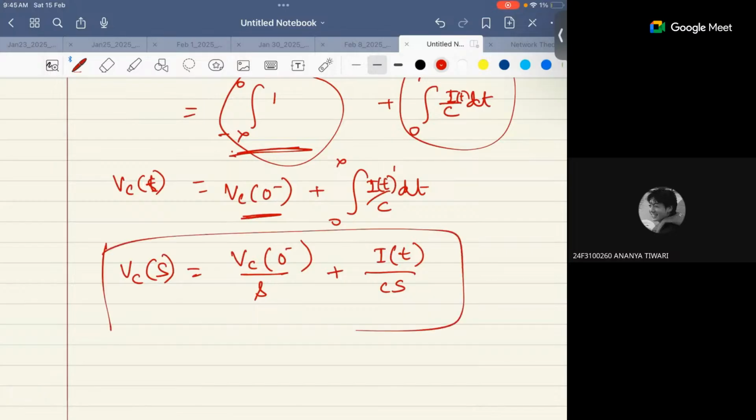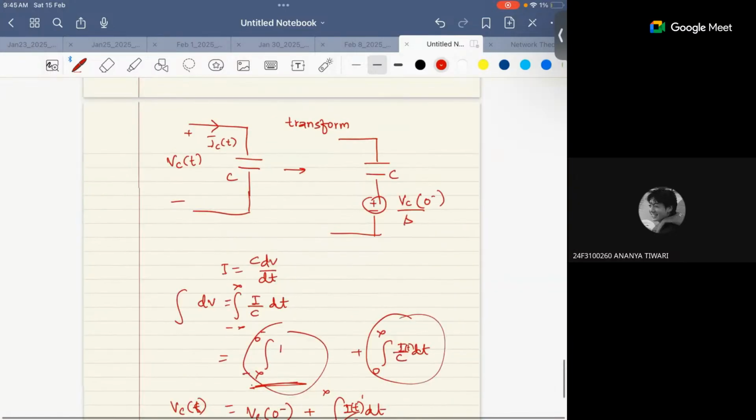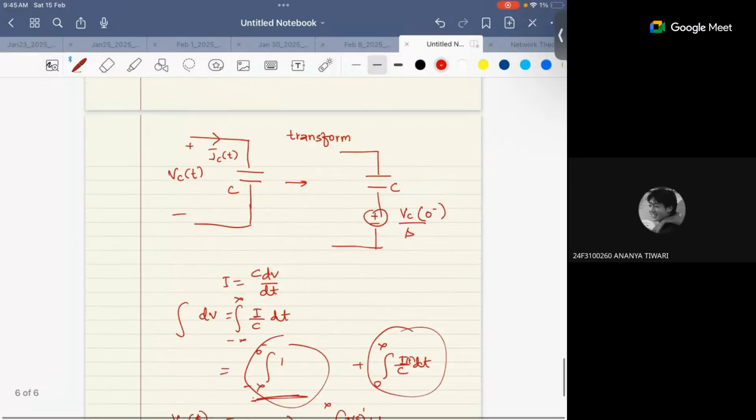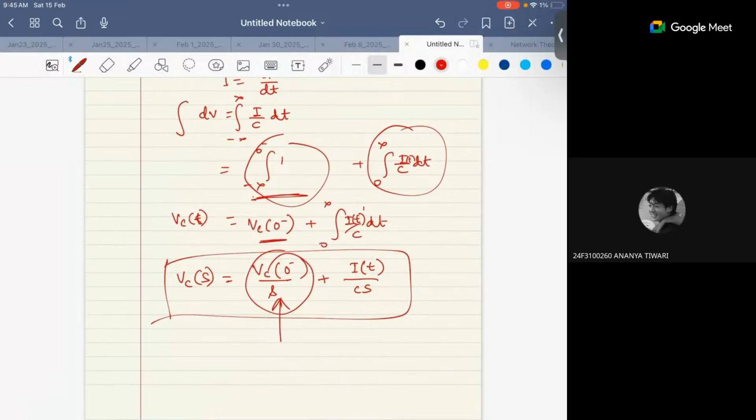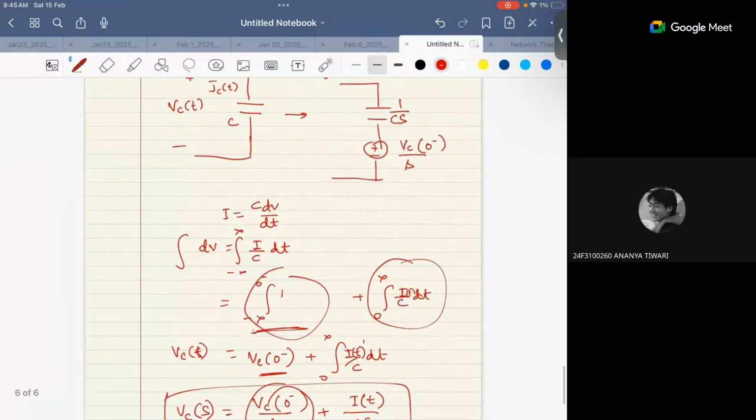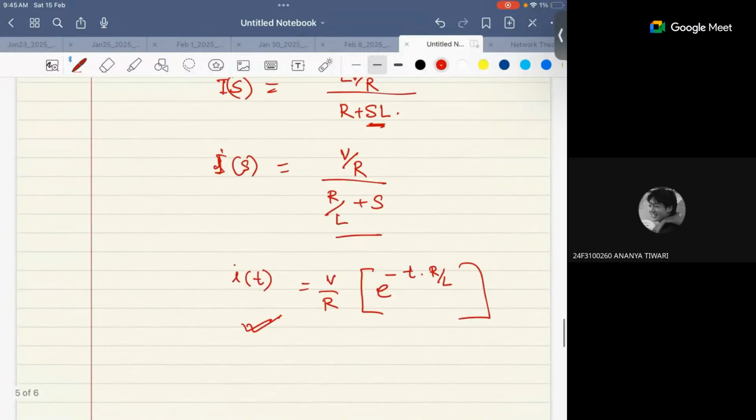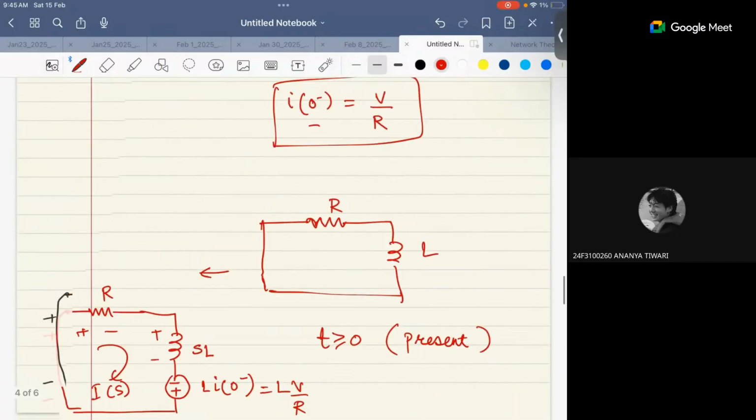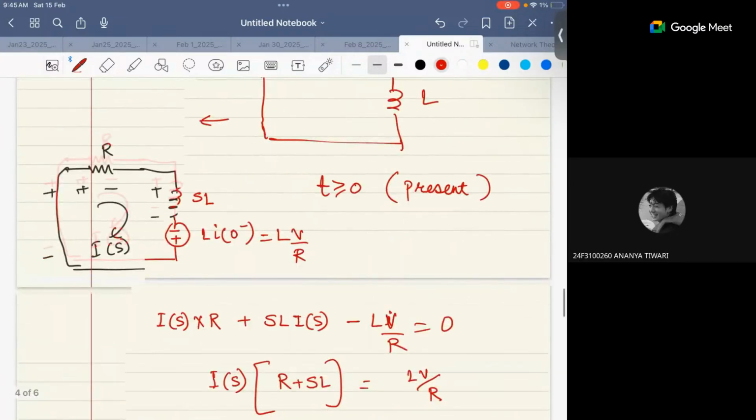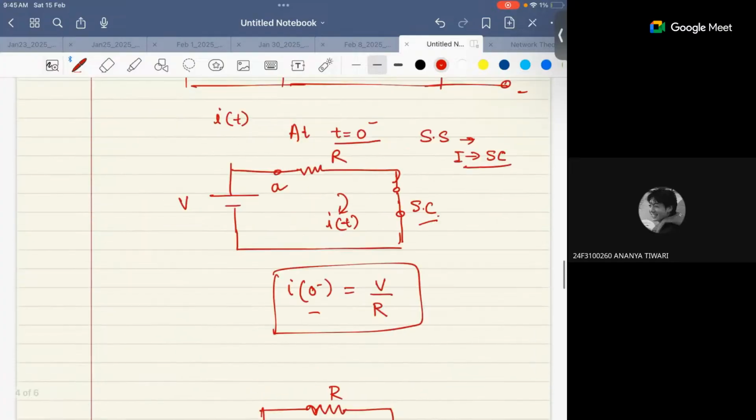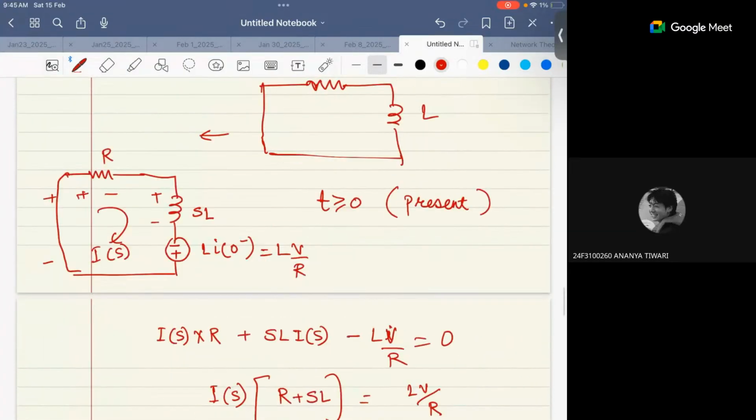So this is what you convert. From the capacitor that has been given already, you write it in this form. So this will be 1 upon Cs, and then there will be a voltage source, correct? Plus minus Vc(0 minus) upon S. This is how you transform for a capacitor. So when you were having the inductor, the polarity was changed, right? The polarity was minus plus. Why was this minus plus? Because in the Laplace domain, when you differentiate, you basically get a minus of the initial condition, right?